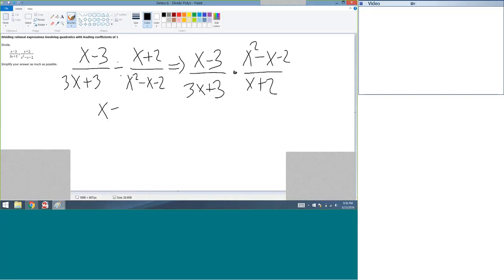So the x minus 3 is going to be the same. The 3x plus 3, the only thing that we can do is pull that GCF of 3 out. So we take that out and we get x plus 1. The second numerator has a trinomial, so we're going to have to end up factoring. So now we need the factors of -2 that equal -1.